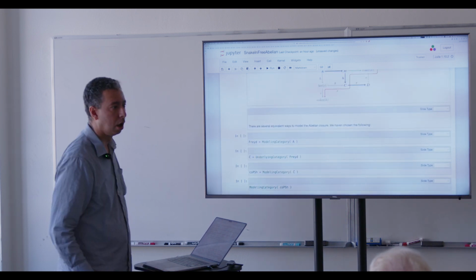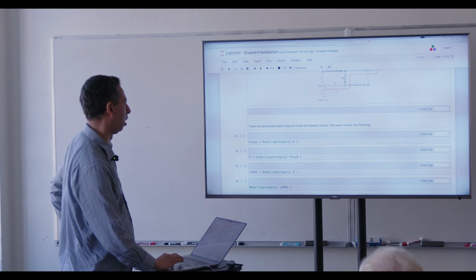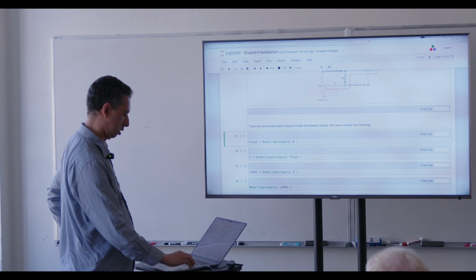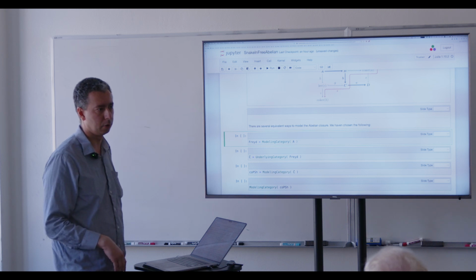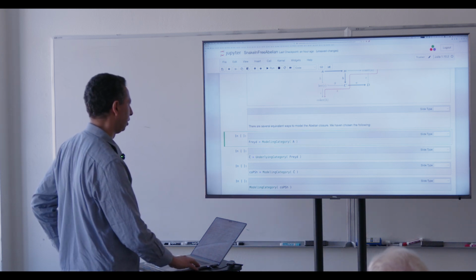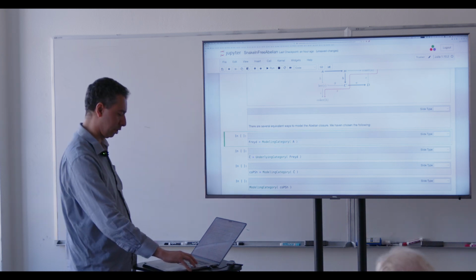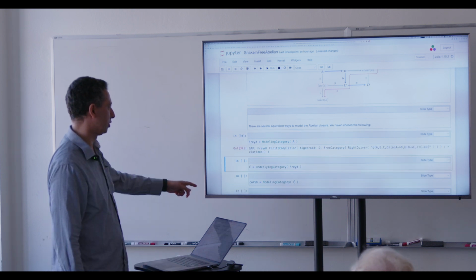So the end thing you construct, whether you use Q or not, you always construct the same abelian closure. They're all isomorphic. So A is the abelian closure, and this is the modeling category.